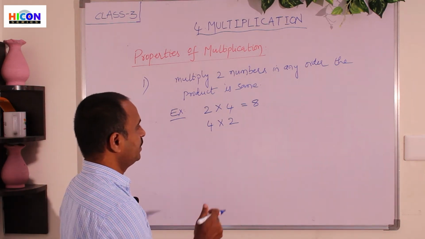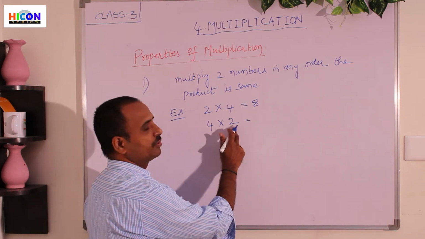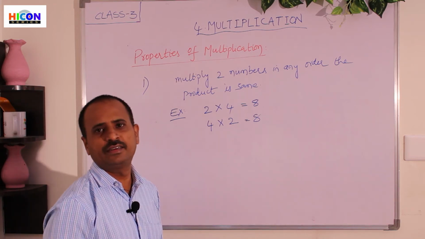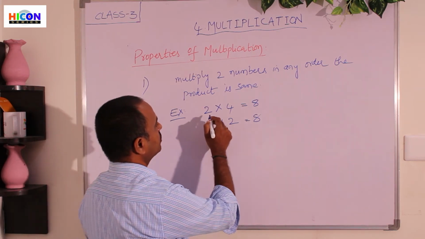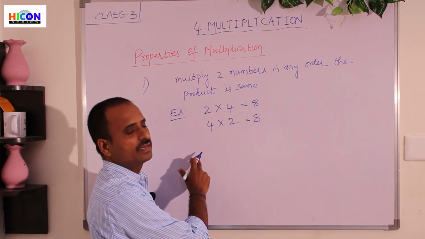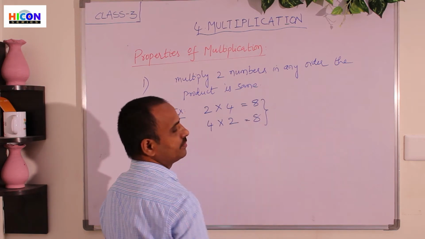So now multiply these two numbers. 4 2s are, children, how much? 4 2s are again 8. So the product is again 8. So children, see, here we have changed the order of the two numbers and again multiplied. We will get the same product.